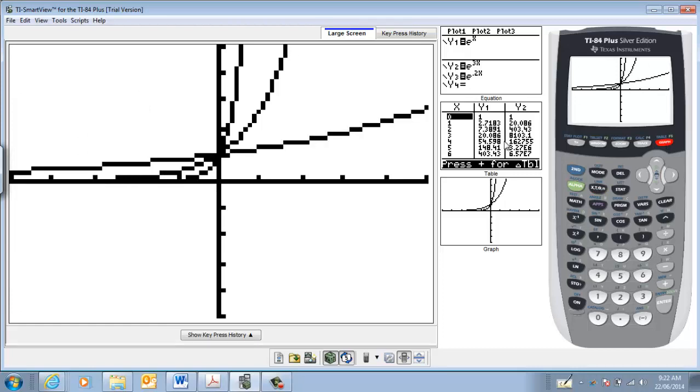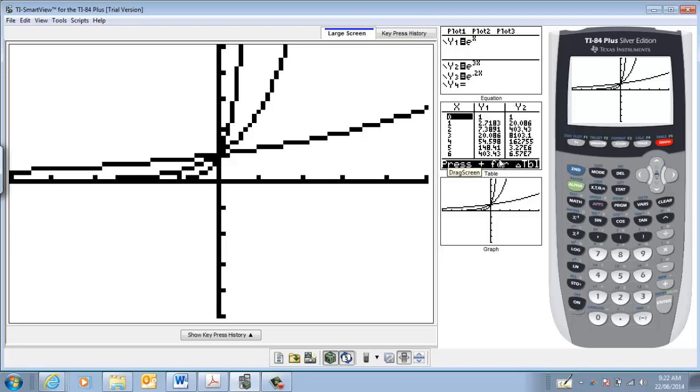Now, on this side over here, you can see that the graph's getting close to 0, isn't it? As it goes off to negative infinity, it's getting close to 0, but it's coming from above. This line here, the x-axis, is in fact an asymptote line. Notice all of these things go through 1, don't they?